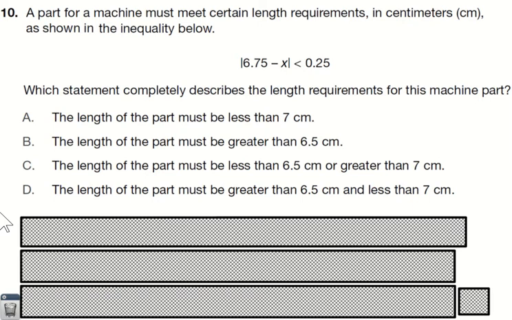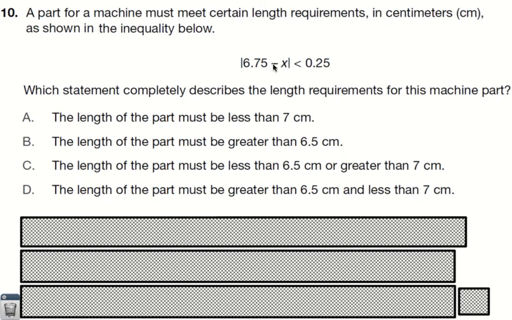A part for a machine must meet certain length requirements in centimeters, as shown in the inequality below. Ooh, and it's got absolute value. Which statement completely describes the length requirements for this machine part? Okay. What do you normally do? What have you hopefully been trained to do with absolute value inequalities?